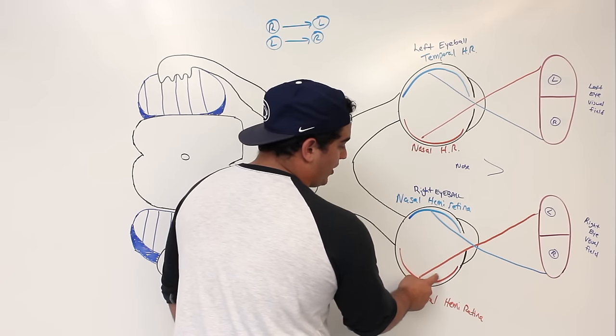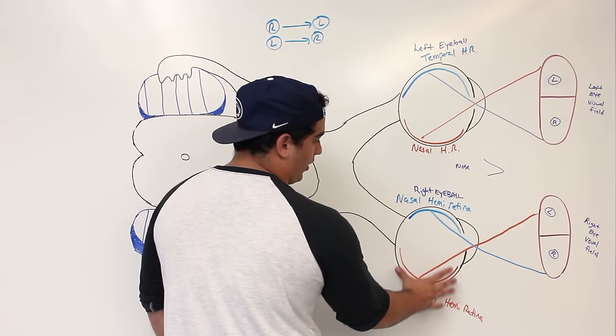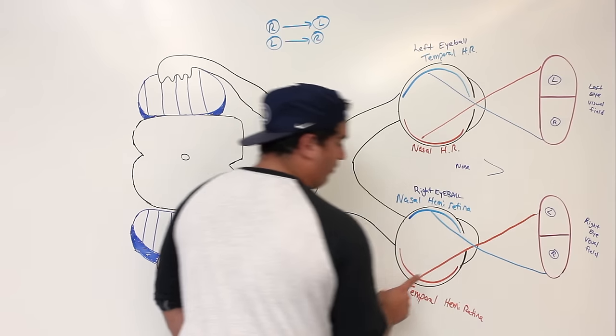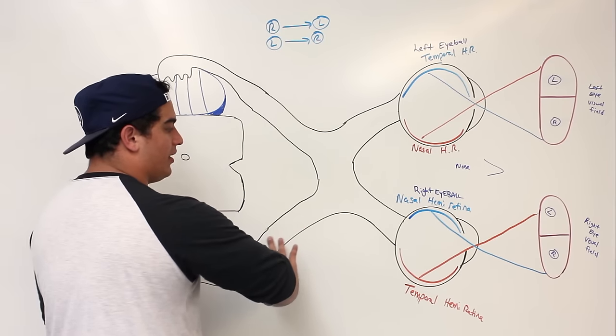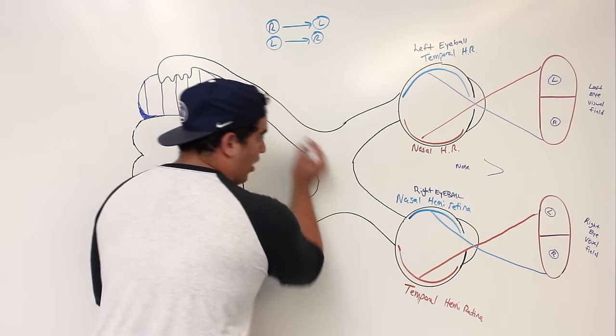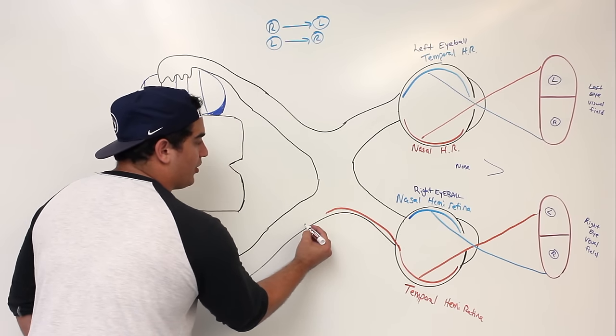Okay, well, this temporal hemiretina, this is on the right eyeball. It's picking up information from the left visual field. Well, anything from the left has to go to the right. Oh, so these should stay on the same side then. So these fibers right here, they should not cross over to the other side. They should stay on the same side. So they're going to come down the optic nerve.